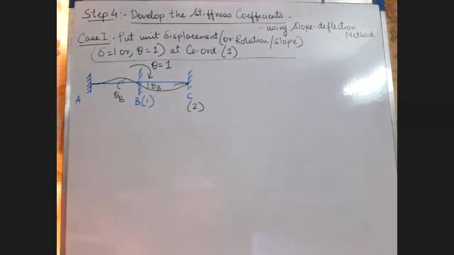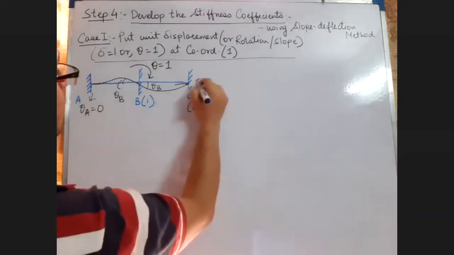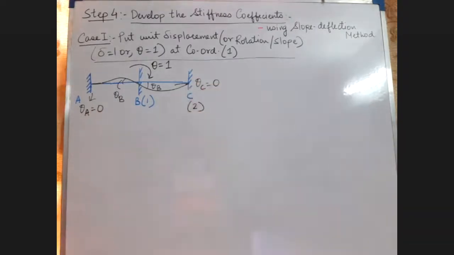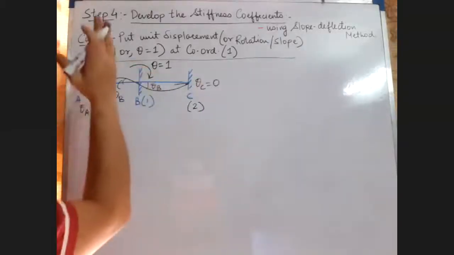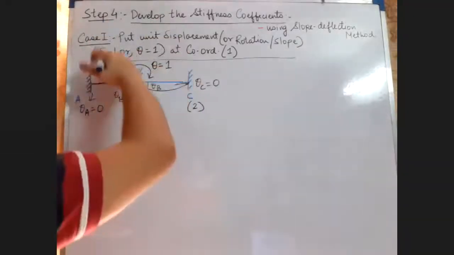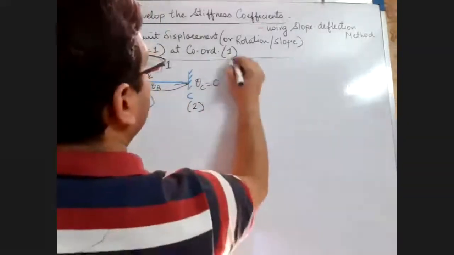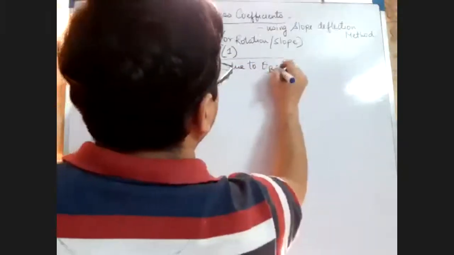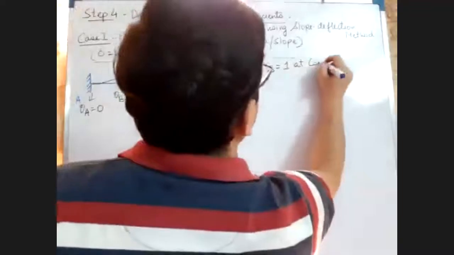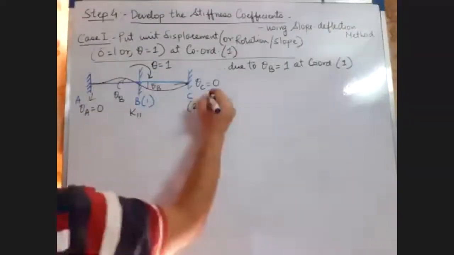At this point B, the slope at A is 0 and the slope at C is 0. So I am fixing this beam, I have removed the external loading and I am putting unit displacement. Therefore, due to unit displacement, theta B is 1 at coordinate 1, so what will be my coefficients K11 and K21.